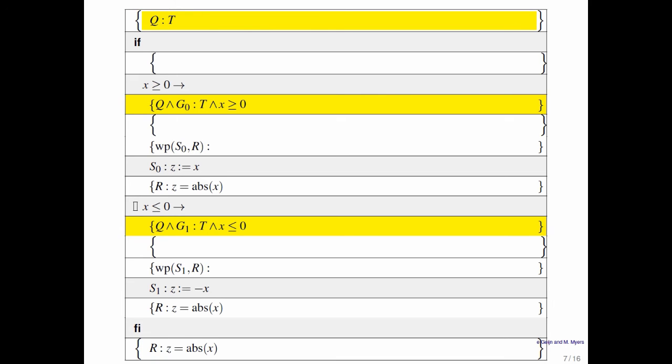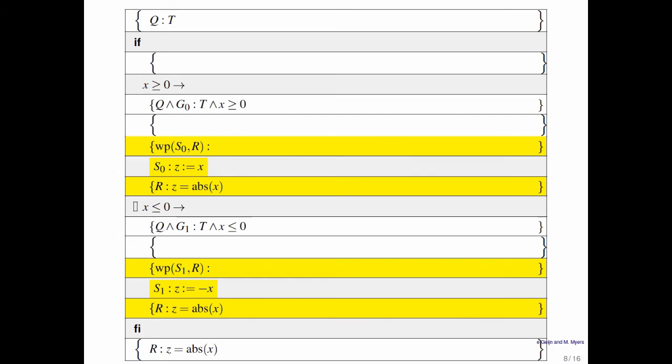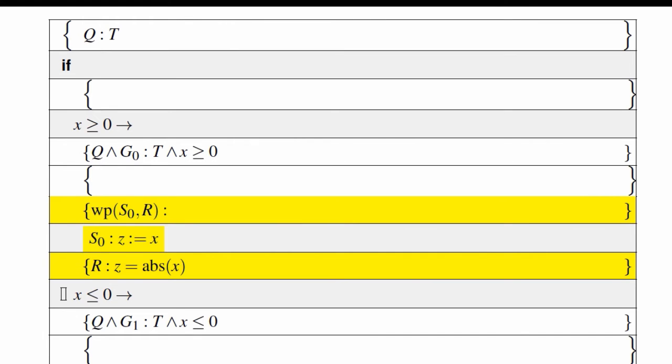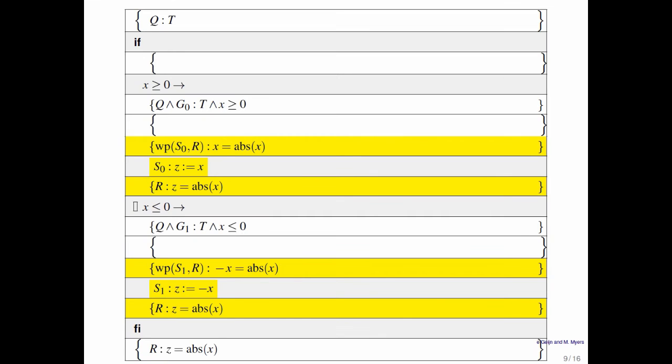So next, we focus on the guarded statements. What do we know? Well, let's just look at the first one. We know that after it is executed, if it's executed, R must hold. We therefore know that the weakest precondition wp(S0, R) must hold right before it. And we know how to compute that because we know how to compute the weakest precondition of simple assignment. It's a matter of replacing every occurrence of z with x. So we can fill that in. And we can do the same thing for the second guarded command.